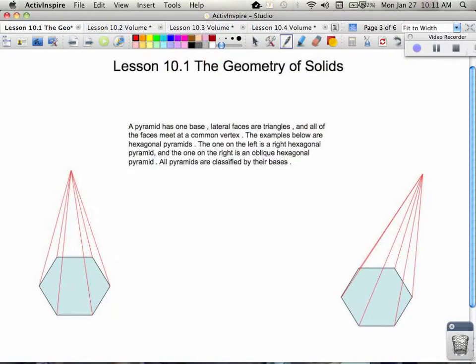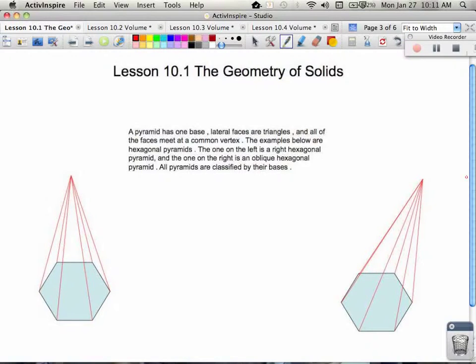In our next slide, we're going to be talking about pyramids specifically. A pyramid has one base, and if we look down below, we see that our base in this particular pyramid is a hexagon. That's something unique about a pyramid. There's only one base. The lateral faces are triangles. When you look at the lateral faces, for example, here is a triangle for the lateral face, and all the faces meet at a common vertex, and that common vertex is the point of the pyramid.